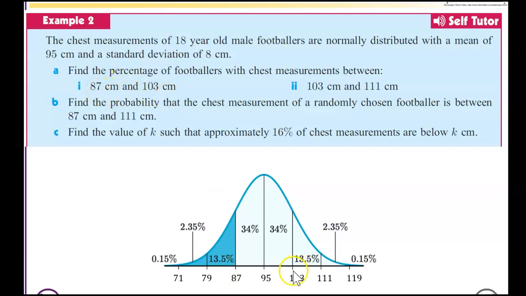So between 87 and 103, what's our answer? 68%. Good, because that's one standard deviation above or below. Between 103 and 111, 13.5%. Between 87 and 111, 81.5, I agree. That's adding your 68% to your 13.5%. And then the last one says, find the value of K such that approximately 16% of the chest measurements are below that number. What's our number for K? 87, that's it. Well done.